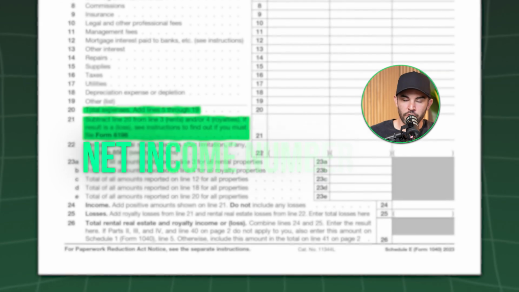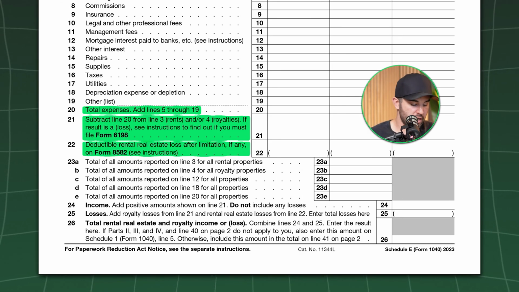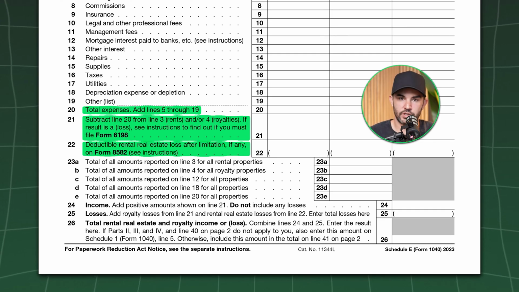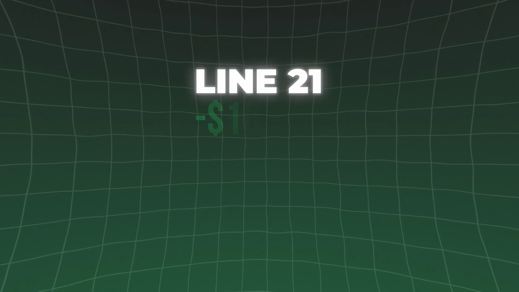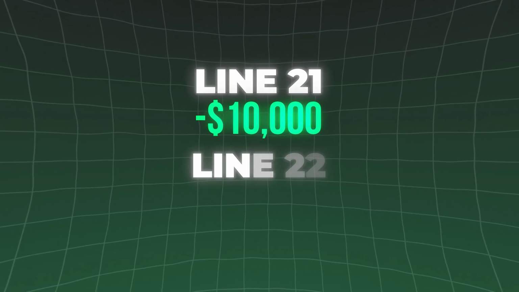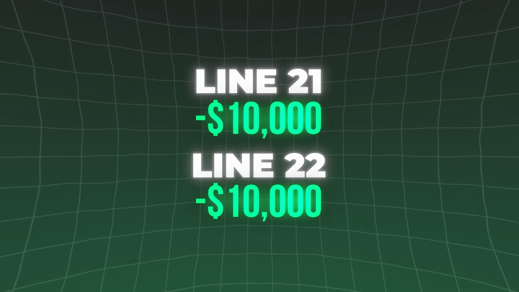Now, to get a little bit nerdy, take a look at line 22. This is asking for the deductible portion of the rental real estate loss after limitations. This is where tax strategy comes into play because our whole goal here is, again, to lose money on paper with our rental real estate, which we'll make another video on, because most of the time it's through depreciation. And so we want to be able to take that entire loss. So in a perfect world, if line 21 says negative 10,000, line 22 says negative 10,000 as well, meaning that you're able to take that loss against other income.